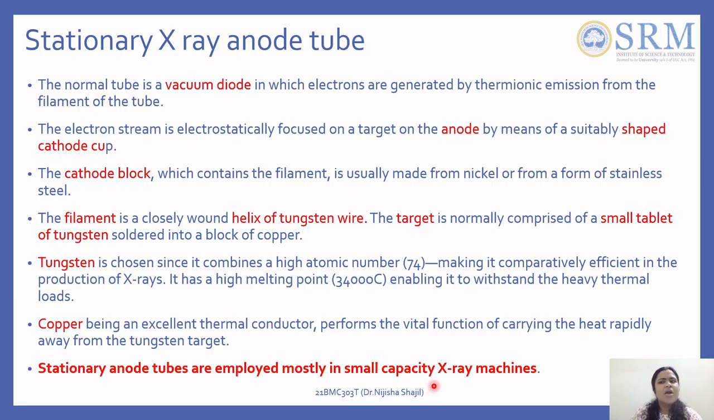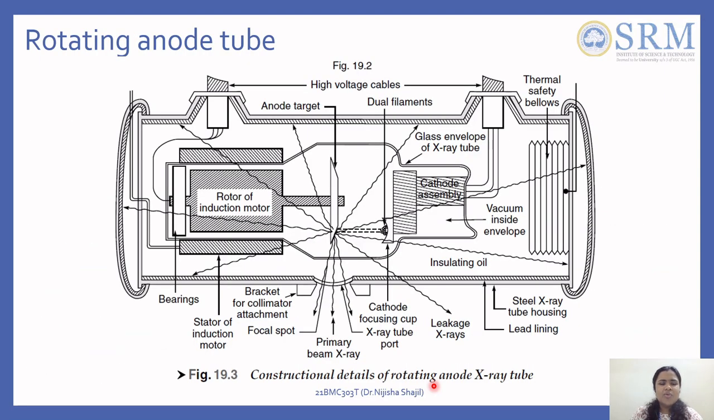Very, very important. Why do we use stationary X-rays? Whenever I want it to be compact, I don't want many electronics. My aim is to produce a very low energy X-ray. In that case, I use stationary anode tubes. Now let us see the second type, which is the rotating anode tube.